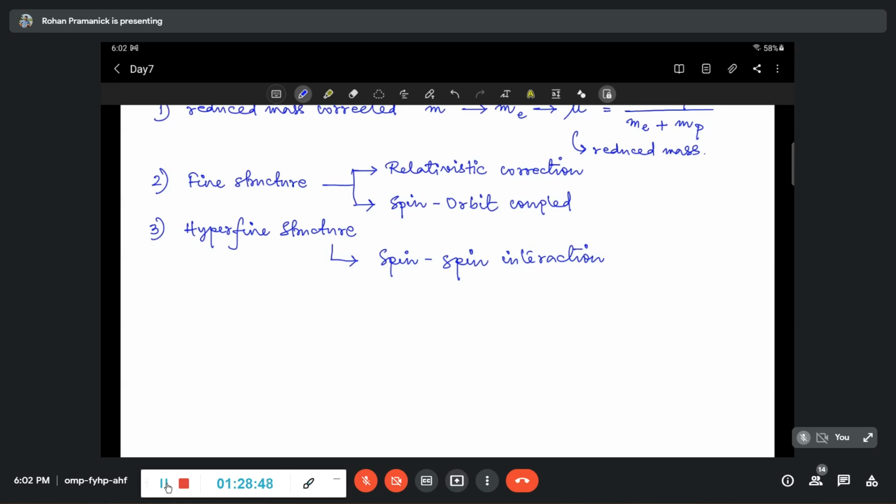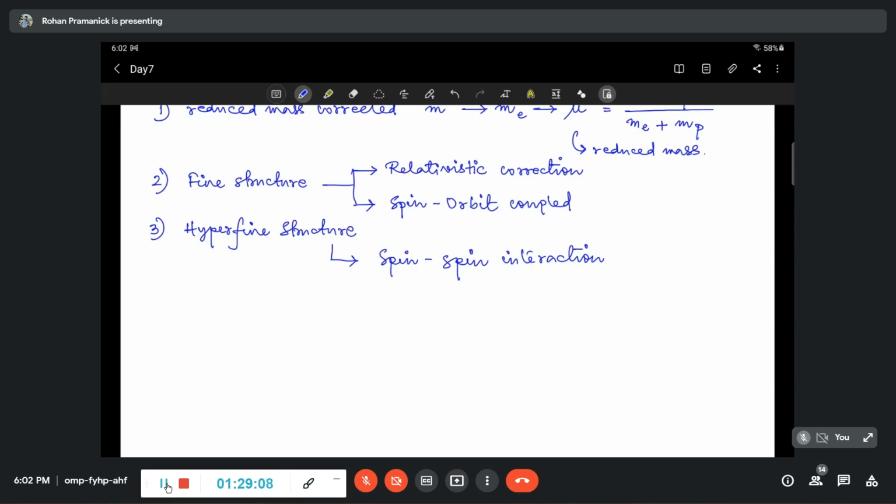If it is down, it remains down. If it is up, it remains up. But there is only one electron, right? So this second spin is nothing but the spin of the proton, which we did not care about previously. So this proton is also a fermion, right? Of course, it is a composite particle, but it is a fermion, right?